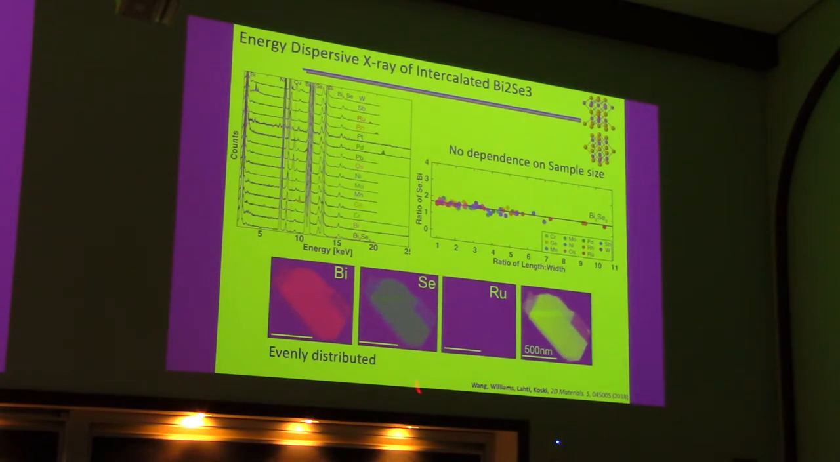This is just an example with ruthenium. This is only about 2 atomic percent of ruthenium, but it's evenly distributed throughout the crystal. We can get up to about 10 or 15 atomic percent of ruthenium.